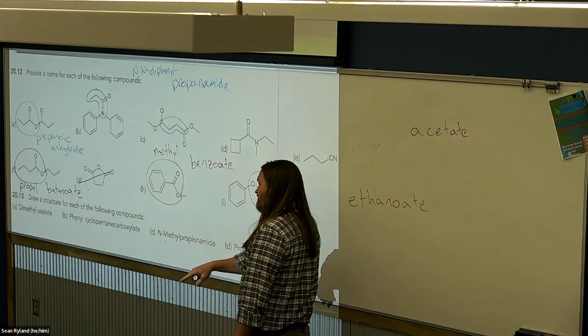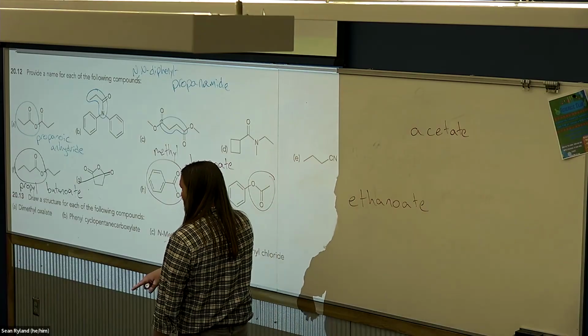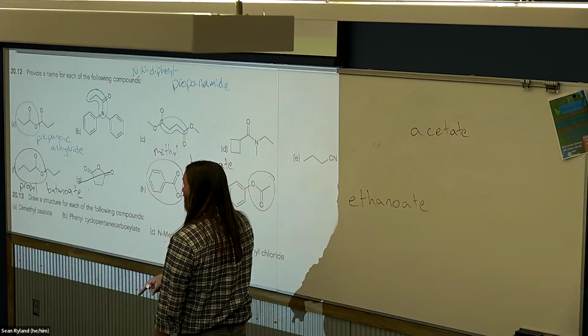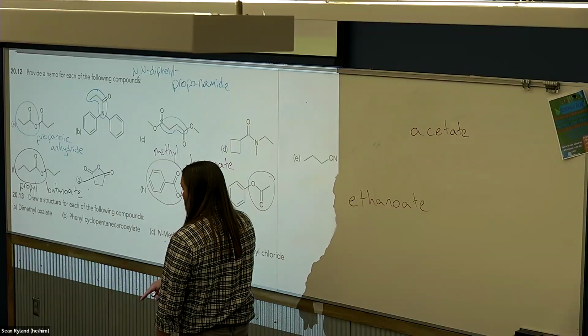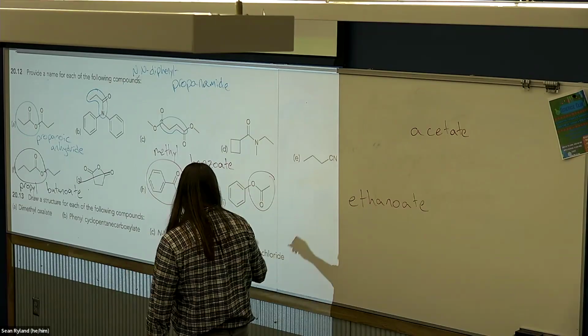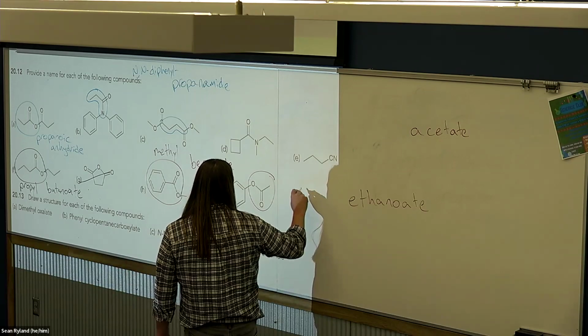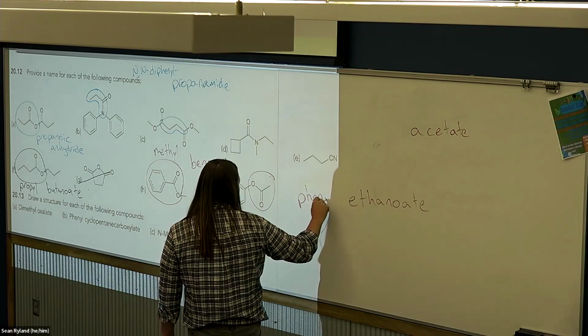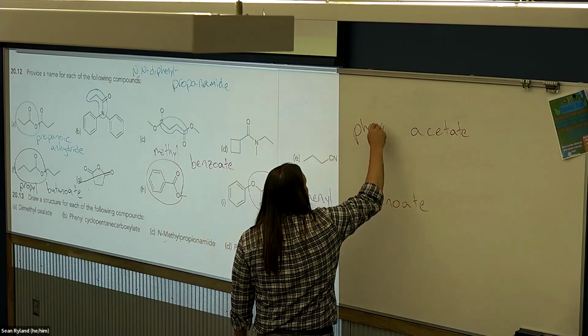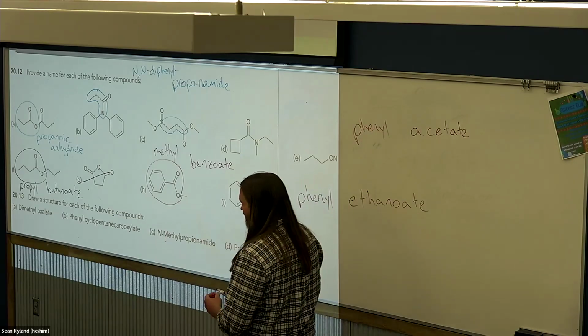So, what's on the other side of the oxygen, Taylor? Close, with -yl, not -ol. So phenyl. As long as you can spell it, that's okay. And is it space or hyphen? Space. So phenyl acetate or phenyl ethanoate.